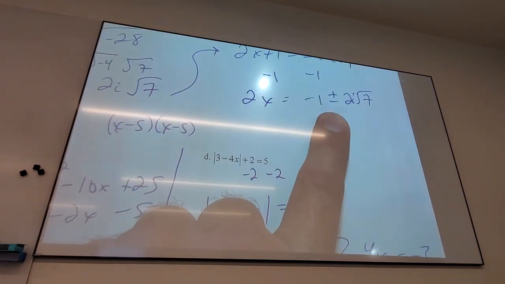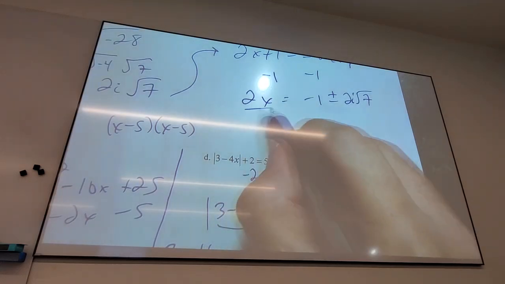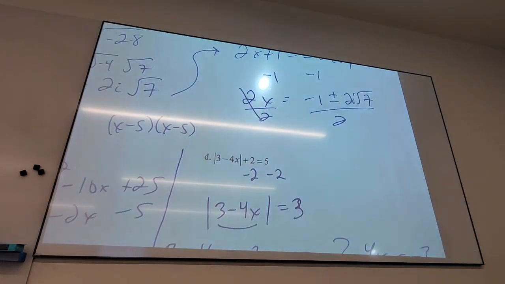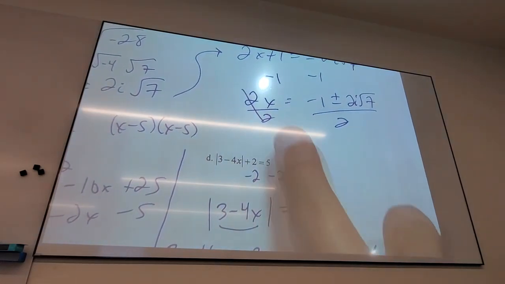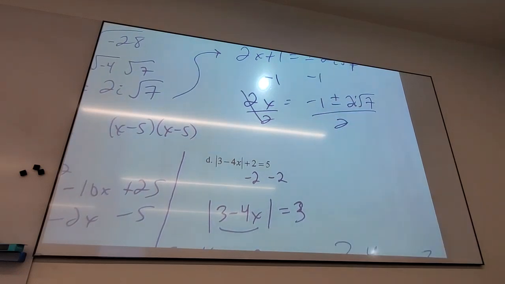All right, last step here is divide by 2. Shebang, and I'm done. You could break this up if you wanted to. I don't want to, so I won't.